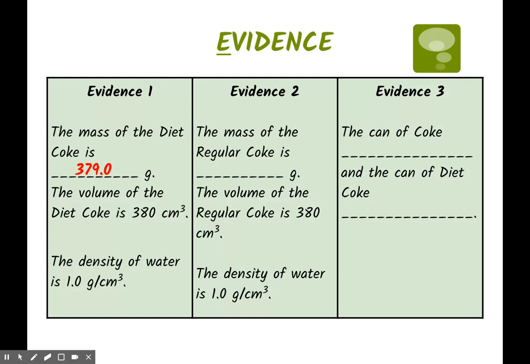The regular Coke, when we found the mass of that, it came out to 388 grams. The volume of the regular Coke is also 380 centimeters cubed. And again, the density of water is 1. Then we place the can of Coke and the can of Diet Coke into the water. And I'll show you a picture of what that looks like so you can see. But the can of Coke sank and the can of Diet Coke floated.